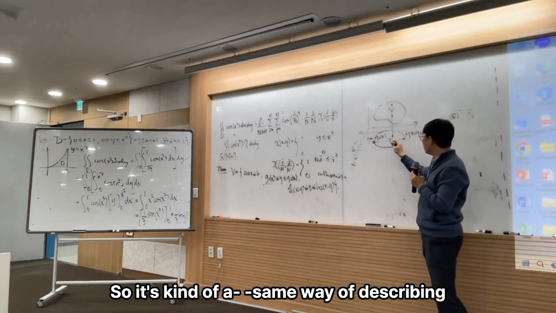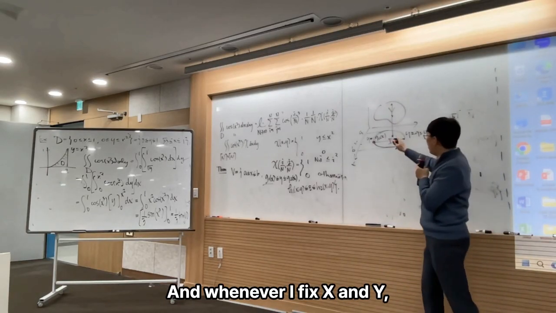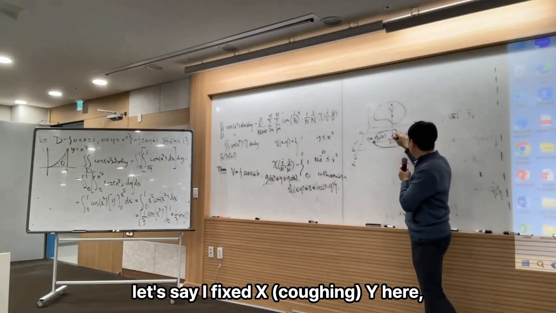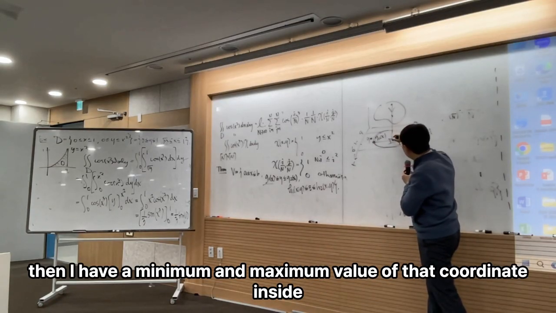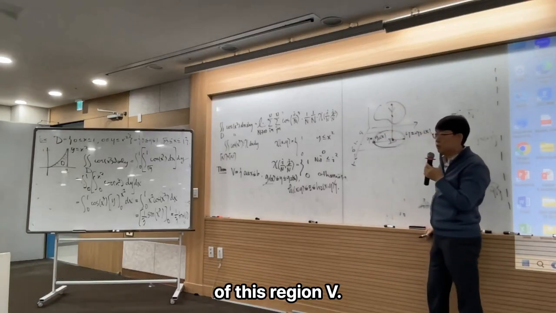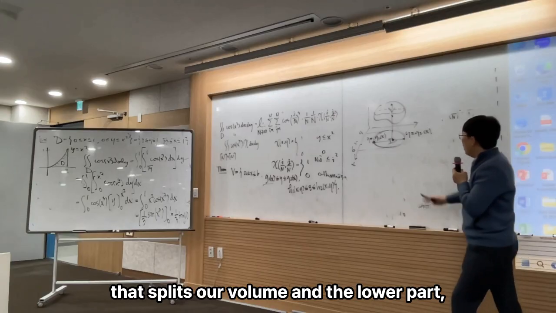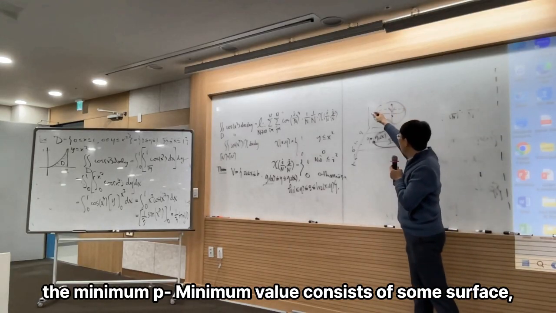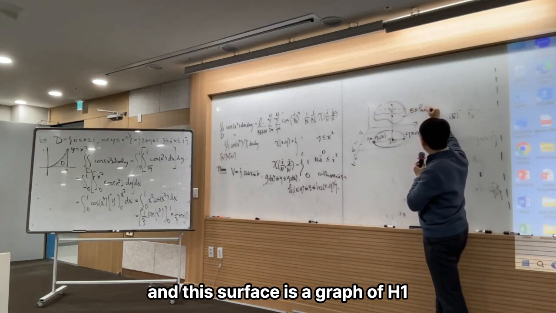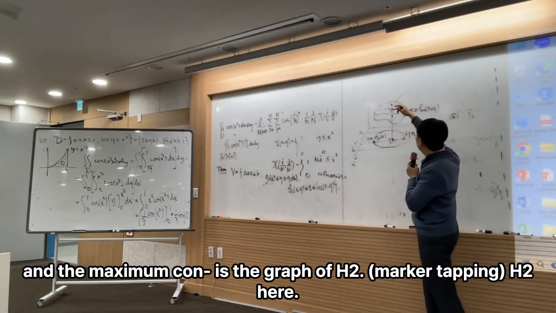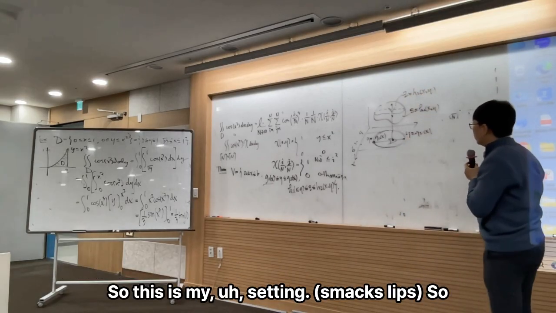Okay? So it's kind of the same way of describing the two-dimensional region D. And whenever I fix x and y here, then I have a minimum and maximum value of the z coordinate inside of this region V. So somehow there is a boundary that splits our volume. The lower part, the minimum value, consists of some surface, and this surface is the graph of h1, and the maximum is the graph of h2 here. So this is my setting.